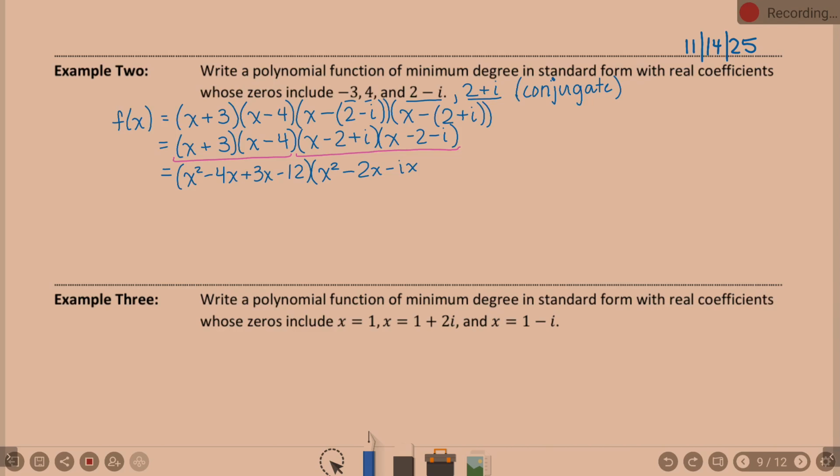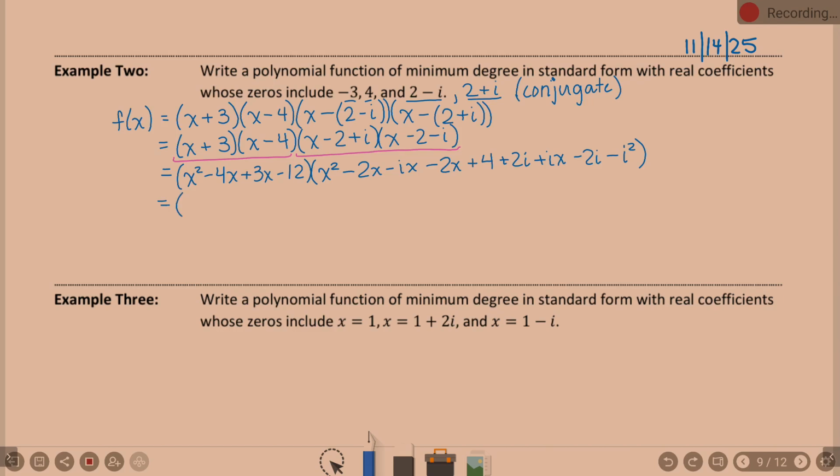Now I'm going to distribute the negative 2. Negative 2 times x, negative 2x. Negative 2 times negative 2 is 4. Negative 2 times negative i is going to become plus 2i. Now I'm going to distribute my i. i times x, ix. i times negative 2, negative 2i. i times negative i is what? Minus i squared. Don't forget the squared. It makes a difference. Okay.